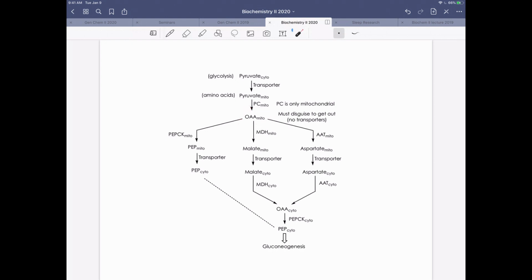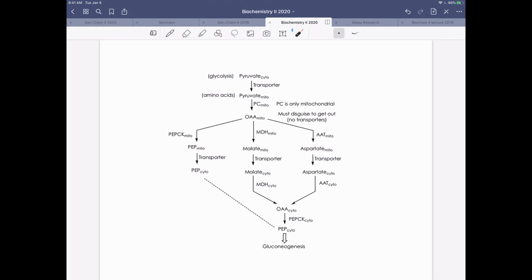However, you can actually choose not to finish that conversion in the mitochondrion. You can disguise oxaloacetate as something else. And again, this is called the malate aspartate shuttle because oxaloacetate can be converted into either malate or aspartate. Converting oxaloacetate into malate requires a mitochondrial version of malate dehydrogenase. Then we can utilize the malate transporter, get malate out into the cytosol, and then we need a cytosolic version of MDH to reverse that chemistry and make oxaloacetate out in the cytosol.